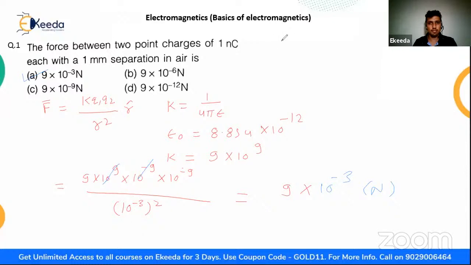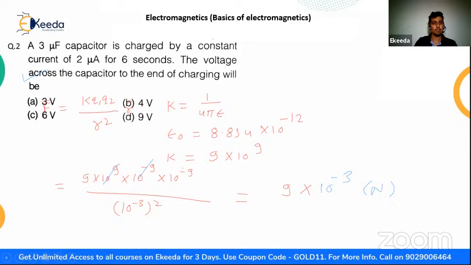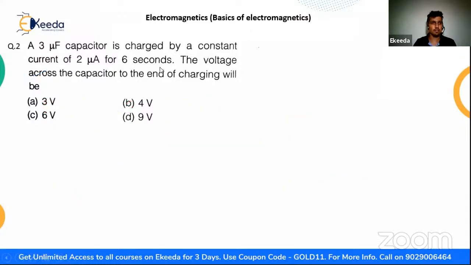Now coming to the next question. It says there is a 3 microfarad capacitor which is being charged by constant current. This is very important: constant current. If the capacitor is charged with a resistance in series and an applied voltage, then the current will not be constant. It will be maximum at the start and then it will decrease.